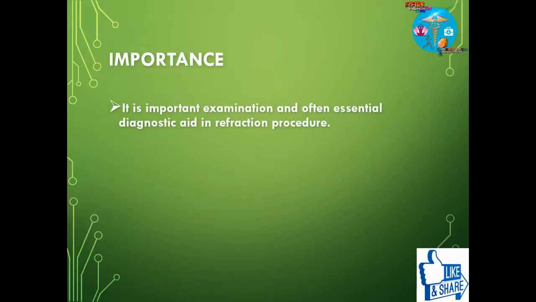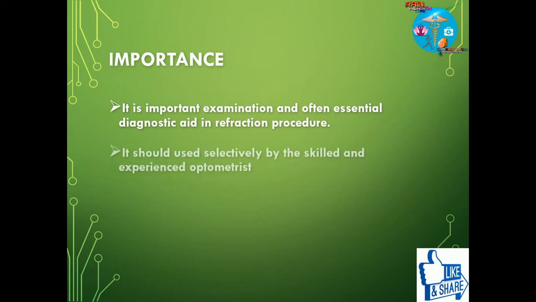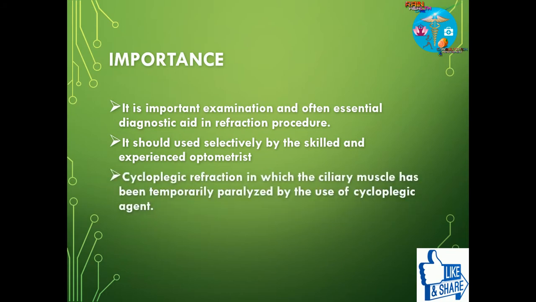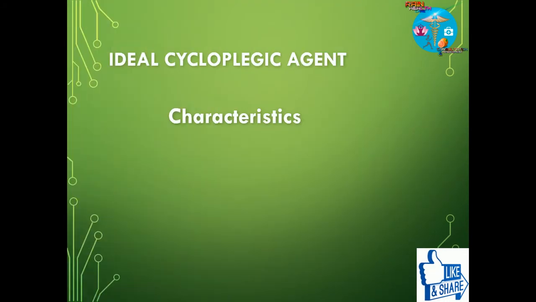So, what is cycloplegic refraction? It is an important examination and often an essential diagnostic aid in the refraction procedure. It should be used selectively by a skilled and experienced optometrist. In cycloplegic refraction, the ciliary muscle is temporarily paralyzed by the use of a cycloplegic agent.